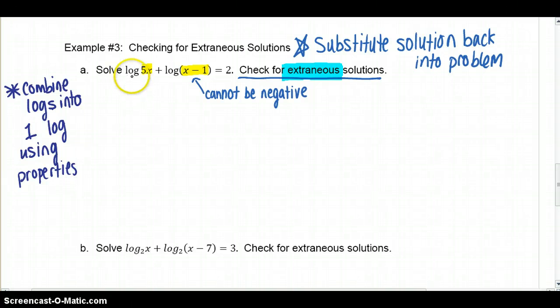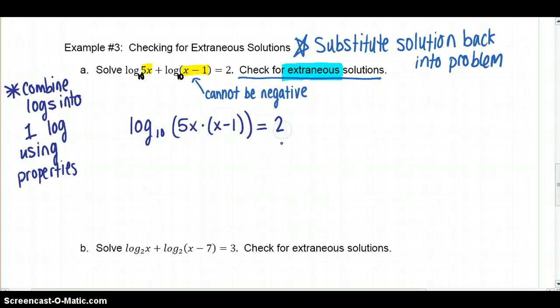So here I have log of 5x plus log of x minus 1. Don't forget that even though we don't see a base there, what's our base when there is none there? Hopefully you all answered with a 10. So there's really a little log base 10 down there, just so you can see it. Alright, and remember that when we are adding two separate logarithms, our exponent property says that we can combine it into one logarithm, log base 10, by multiplying the powers inside. So 5x times x minus 1. And that's how we can combine it into one logarithm.